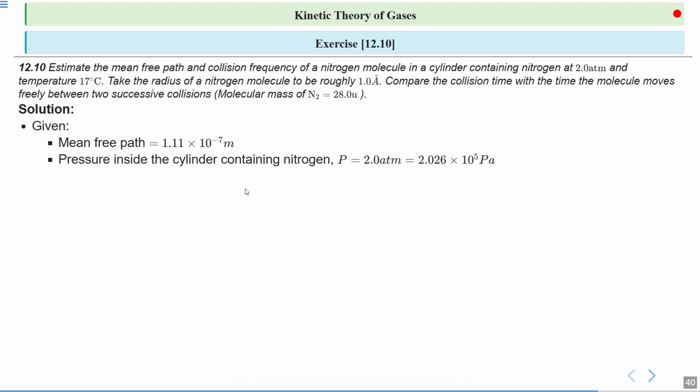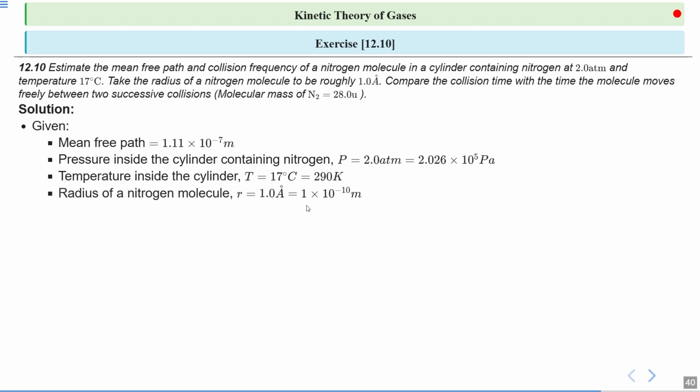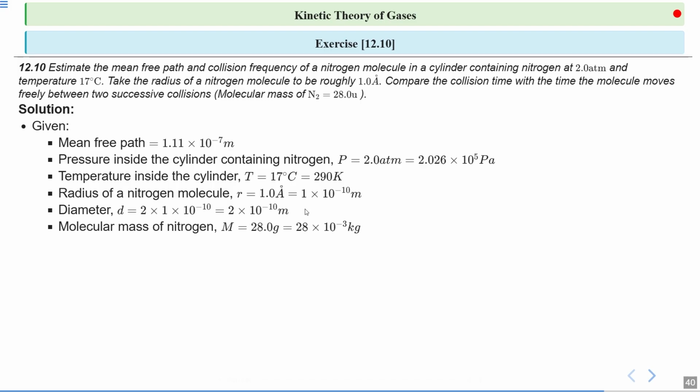Pressure inside the cylinder containing nitrogen, P is equal to 2 atm. So in Pascal, it will be 2.026 into 10 raised to the power 5 Pascal. Temperature inside the cylinder, T equal to 17 degrees Celsius. In Kelvin, it will be 290 Kelvin. Radius of nitrogen molecule, r is equal to 1 angstrom, and diameter will be 2 into 1 into 10 raised to the power minus 10, which is 2 angstrom. Molecular mass of nitrogen, 28 gram. In kg, it will be 28 into 10 raised to the power minus 3 kg.